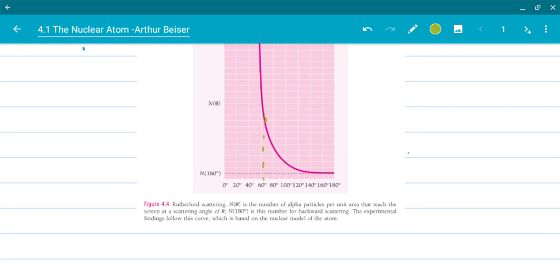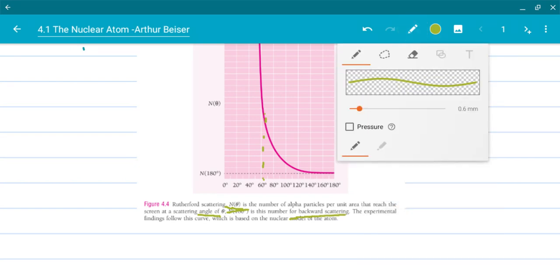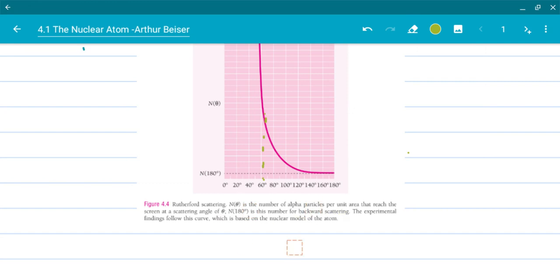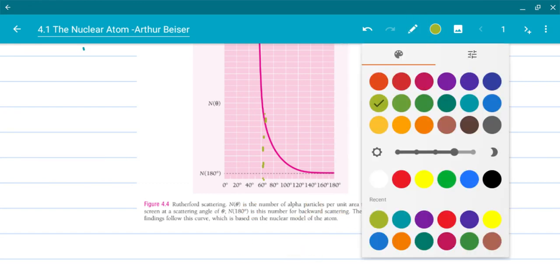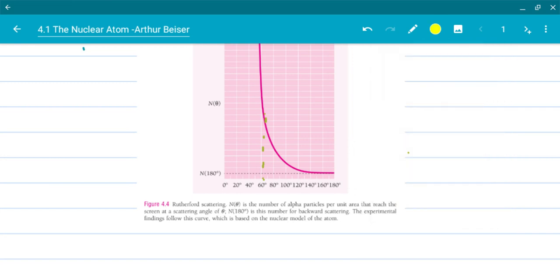So Rutherford scattering, now N theta is the number of alpha particles per unit area that reach the screen at angle theta. N 180 is the number for backward scattering. I'll erase this and show it to you. It was once again hidden. Let's change this to a yellow. So N theta are the number of alpha particles per unit area which are reaching the screen at the scattering angle of theta, and N 180 is the number of alpha particles scattering that are going backwards.